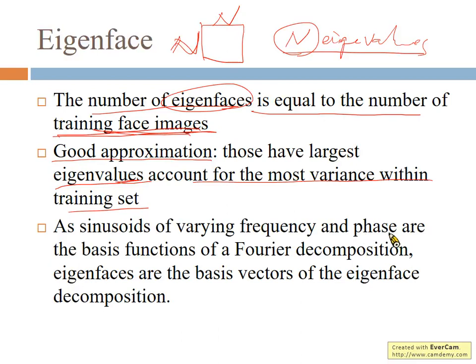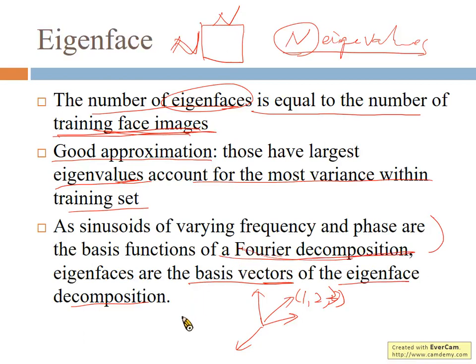A sinusoid of a given frequency and phase is the basis function of the Fourier decomposition. This has been introduced before. Eigenfaces are the basis vectors of the eigenface decomposition. So the idea is all the same as what we have learned in linear algebra. The vector 1, 2, 3 can be described as a linear combination of 1, 0, 0; 0, 1, 0; and 0, 0, 1. In Fourier transform, we use complex basis vectors to do the decomposition. And right now, we use the eigenvectors to do the decomposition.